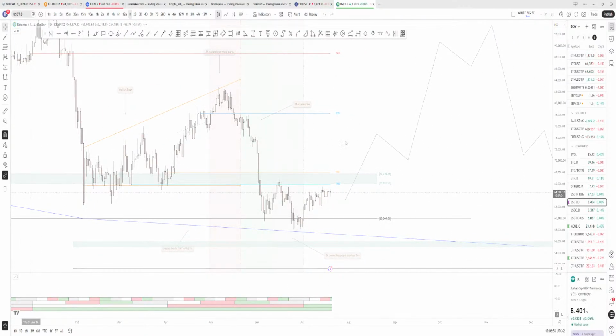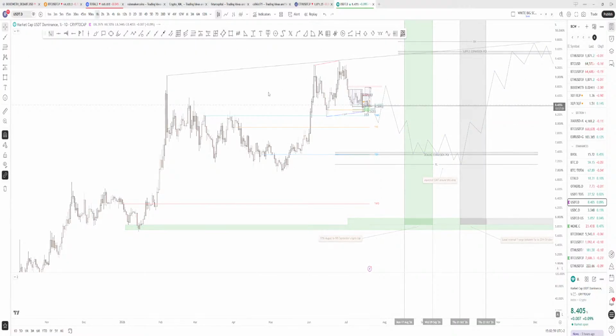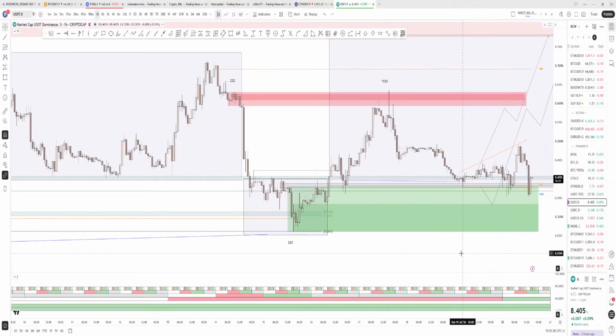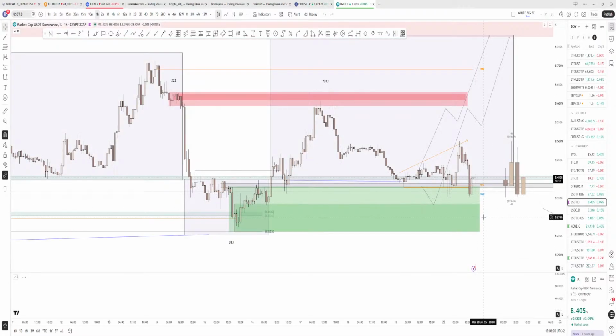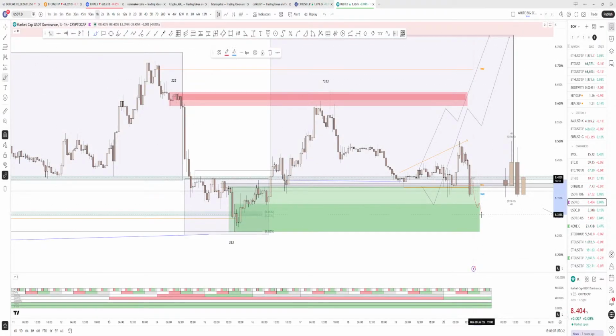But I expect further drop right now at the USDT, PO3, and the USDC. Just kind of waiting for some sort of a SMT there. I think it's gonna happen around this level.